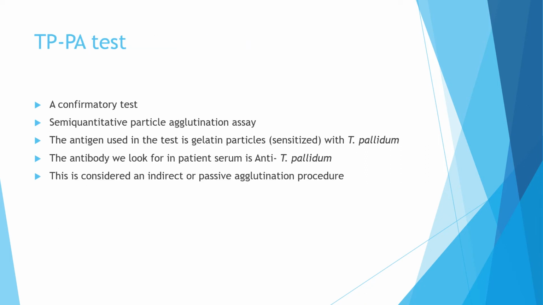So the treponema pallidum particle agglutination test is a confirmatory test for syphilis. It's semi-quantitative particle agglutination assay where we have gelatin particles that are sensitized with treponema pallidum. The antibody we look for in patient serum is anti-treponema pallidum. This is considered an indirect or passive agglutination procedure. So let's take a look at what the TPPA test looks like on the 96 well plates.